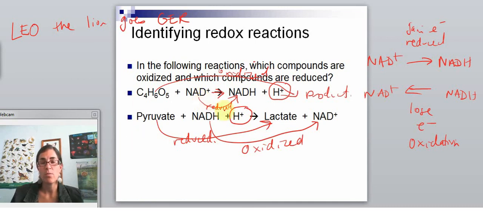And then also just reminding you that in biology, look for NAD. Whatever's happening to NAD or NADH tells us what is being oxidized and what is being reduced in the chemical reaction. And then again, remember that NADH is an energy storer. The energy that is in NADH can later be used by the cell.